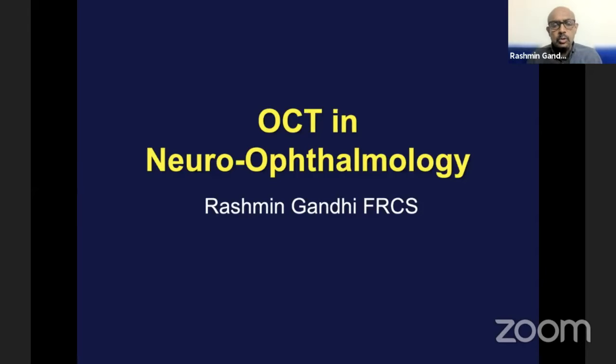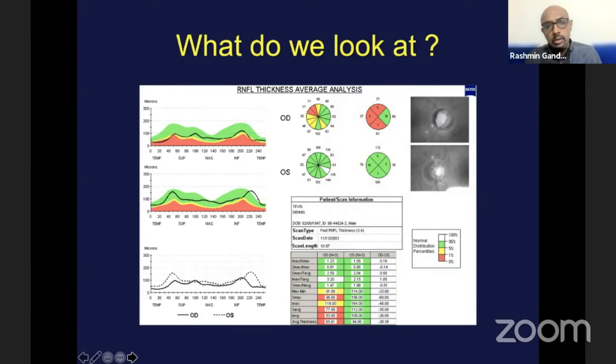OCT has been gaining some ground in its applications in various disorders of neuro-ophthalmology. So let's see how you would look at it. If an OCT printout is given to you from the neuro-ophthalmic perspective, what exactly are we interested in? We are interested in RNFL thickness, and this is how the RNFL thickness average graph looks. We are interested in the peripapillary RNFL thickness graph. The most important is this average thickness, because that's what we will be looking at.